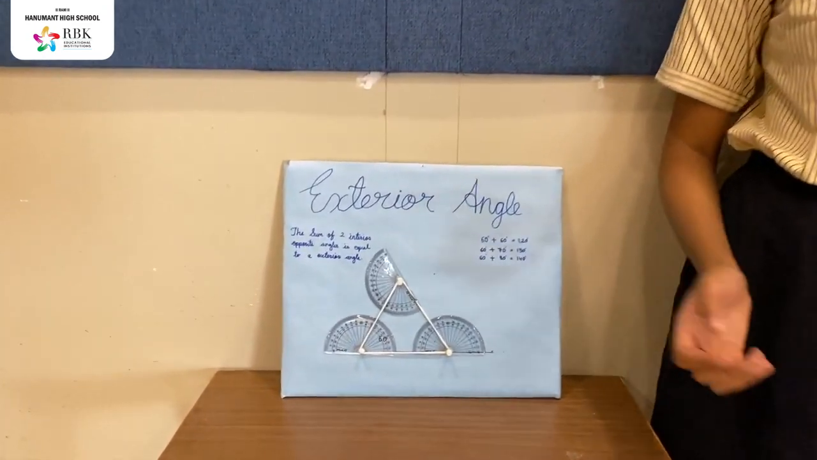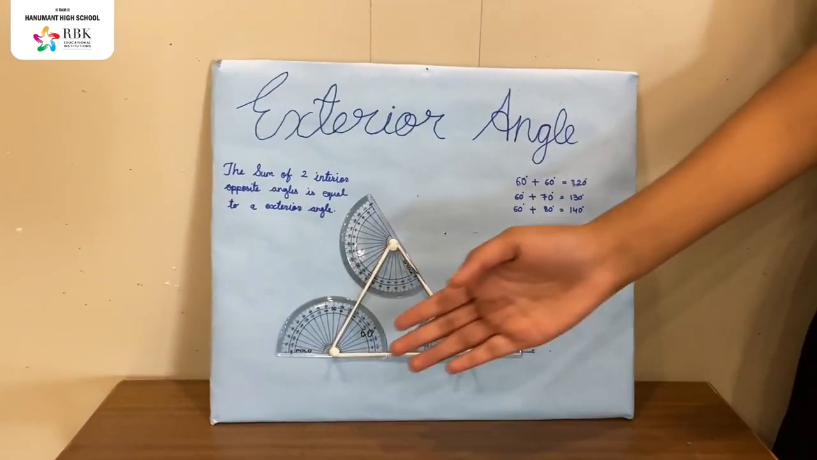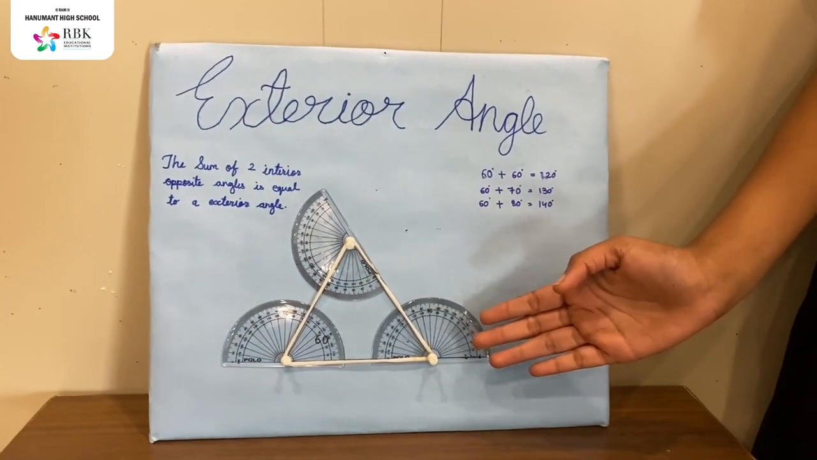Hello everyone, I'm Shreecha Mehta, studying in class 7 at Hanumant High School. Today, as a part of the virtual fair, my topic is the exterior angle property of a triangle. As we all know, a triangle is the polygon having three sides and three angles. Through this model, I'll demonstrate that when we add two interior opposite angles of a triangle, we get the exterior angle.